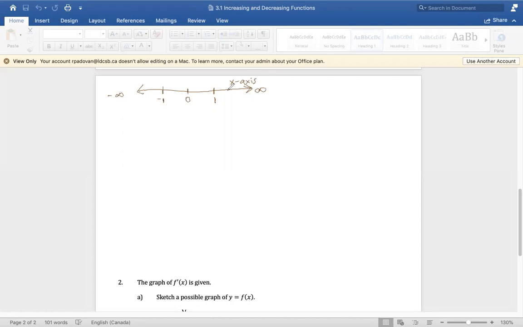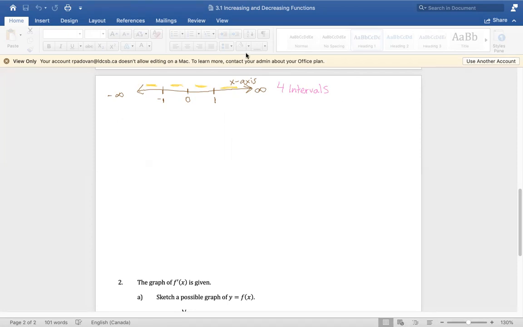So just in terms of what my intervals are: I have an interval from negative infinity to -1, an interval from -1 to 0, an interval from 0 to 1, and an interval from 1 all the way to infinity. So just to point out that I have 4 intervals that I'm working with. And those 4 intervals need to go in my chart.